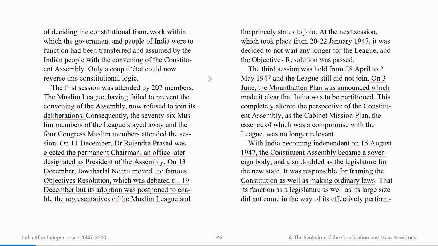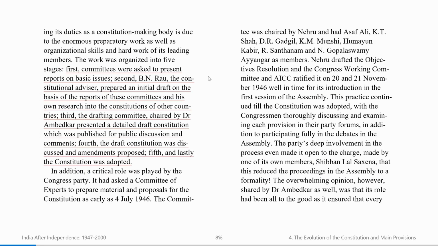And on June 3rd, Mountbatten announced his plan, which meant that India was supposed to be partitioned. Now, very interestingly, after India was partitioned, the Constituent Assembly became a sovereign body. It also doubled up as the legislature for the new state. It became responsible for making the constitution as well as ordinary law. So its responsibility only increased after the partition of India. There was basically a lot of work now. You have to make the Constitution of India.